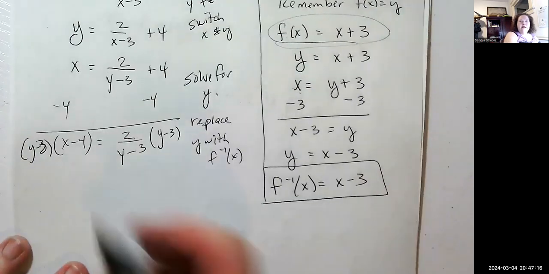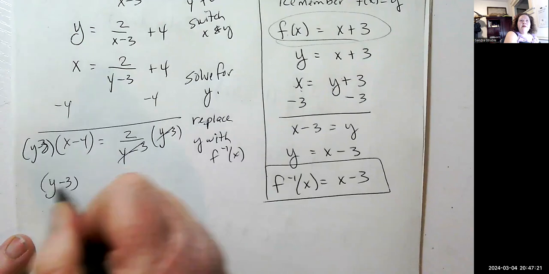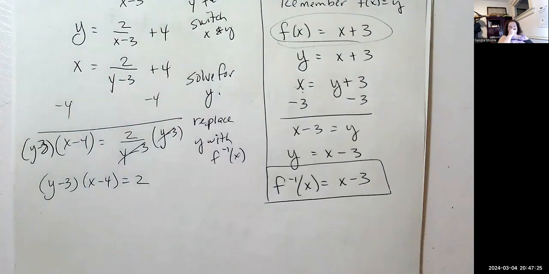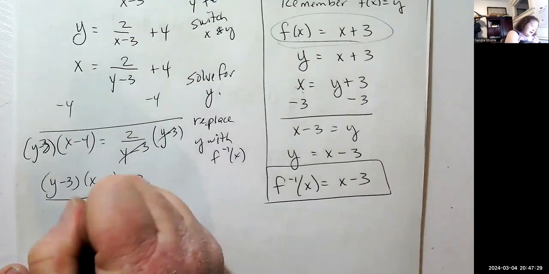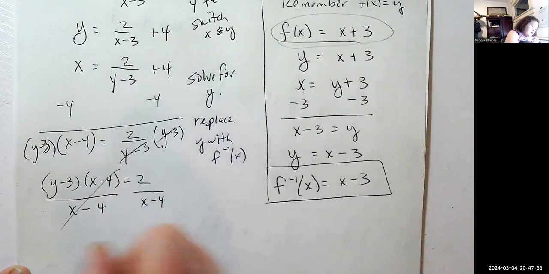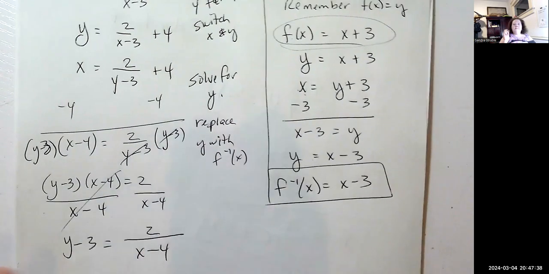All right, I'm going to clean this up real quick. I've got y minus 3 times x minus 4 is equal to 2, just to see what I'm looking at here. Let's get rid of the x minus 4. Divide both sides by x minus 4. Gone. Y minus 3 is equal to 2 divided by x minus 4.